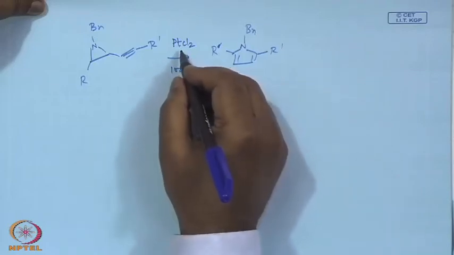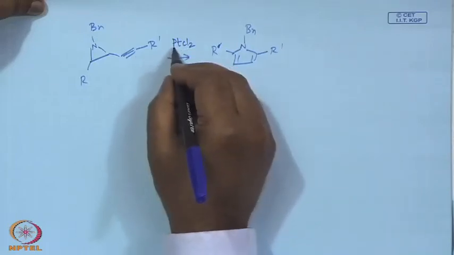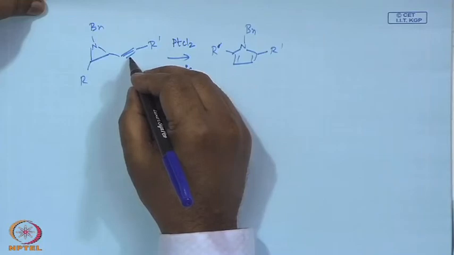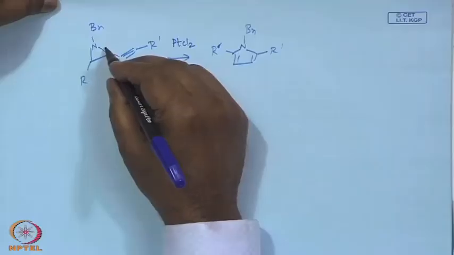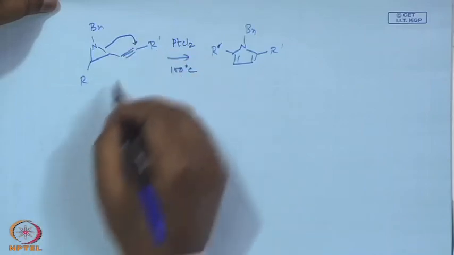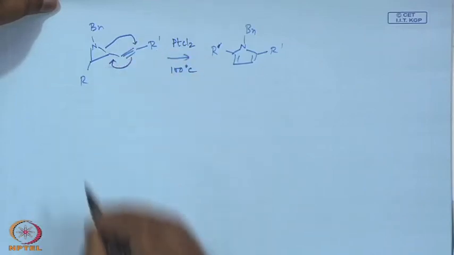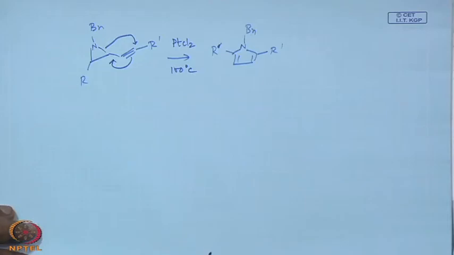But mechanistically, the platinum coordinates to the triple bond, so it gives the double bond character, and then all these migrations take place. Migration takes place, but formally one can think of it as a 1,3 sigmatropic shift. Likewise, there are many examples actually. There are other kinds also.